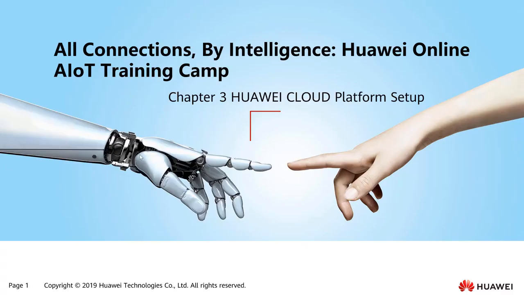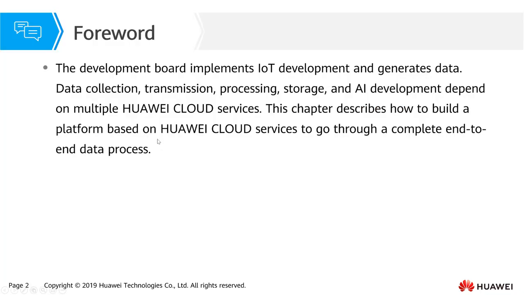Hello, everyone. In this chapter, we will talk about how to set up a HUAWEI cloud platform. In the previous chapter, we have completed the development on the IoT end, which can generate vending machine data in the target format and fields and report the data to the IoT platform. In this chapter, we will talk about how to build a HUAWEI cloud platform to complete an end-to-end process covering data collection, processing, storage, and application.